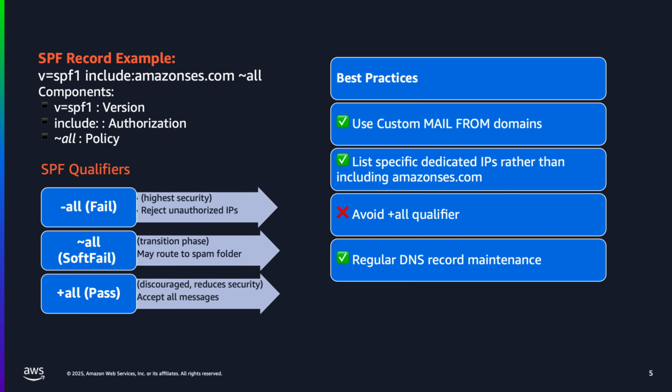If you are sending from dedicated IPs standard, it's recommended to list those IPs in the SPF record instead of adding the amazonses.com domain. By doing this, you will only allow authorized emails to be accepted from your specific dedicated IPs.